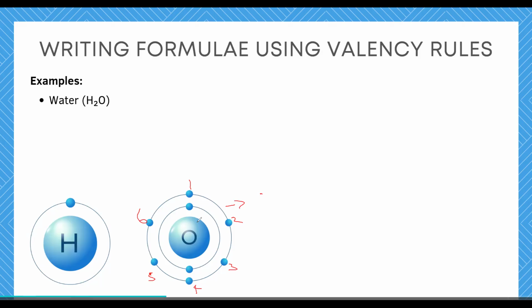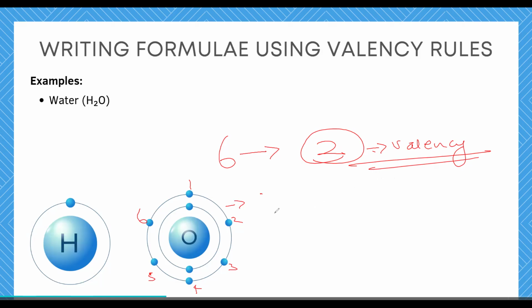Good. So now we have counted the number of electrons we have here, and it is 6. And then we need 2 more to get to 8. So the valency is 2. You were saying 8 initially, and I was confused.